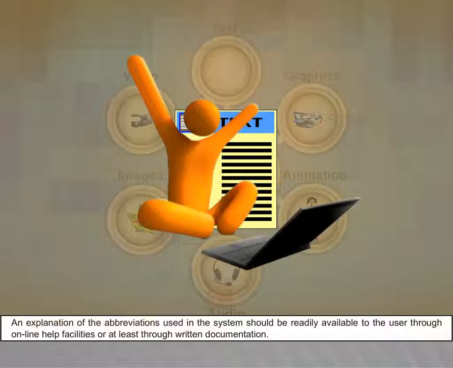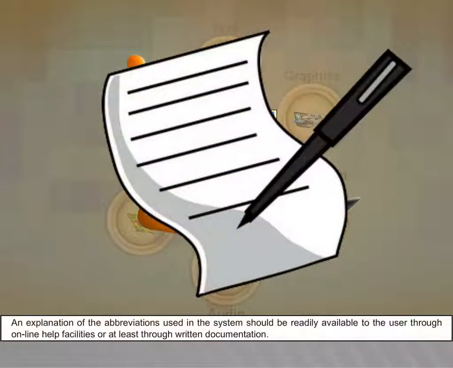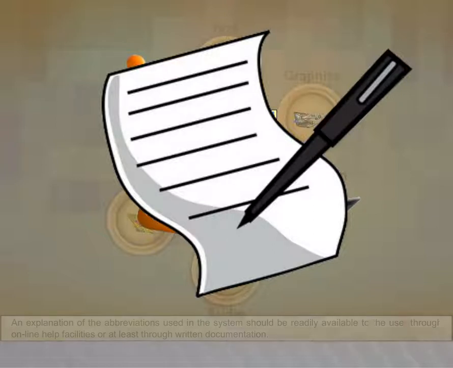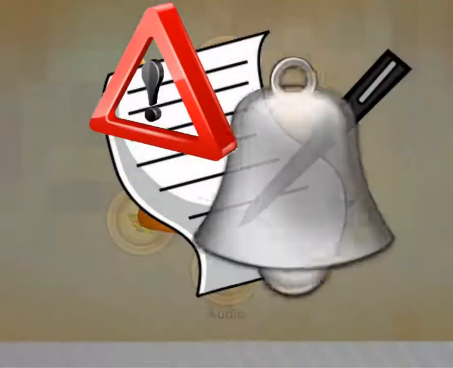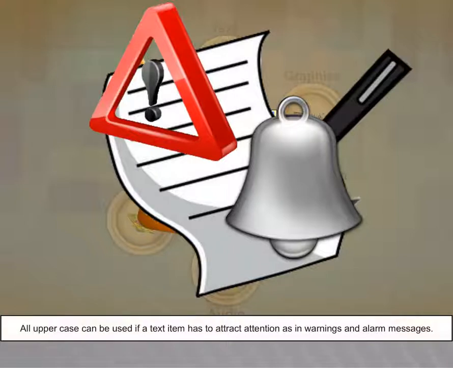An explanation of the abbreviations used in the system should be readily available to the user through online help facilities or at least through written documentation. All uppercase can be used if a text item has to attract attention, as in warnings and alarm messages.